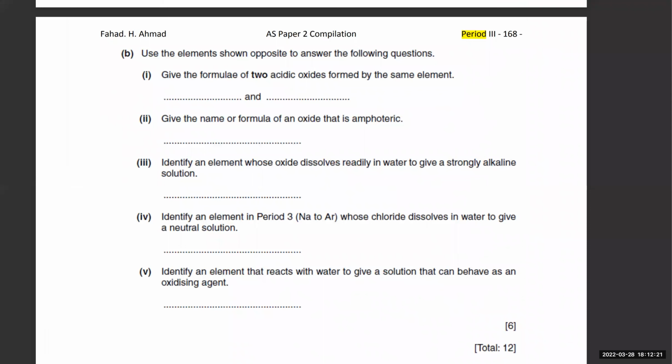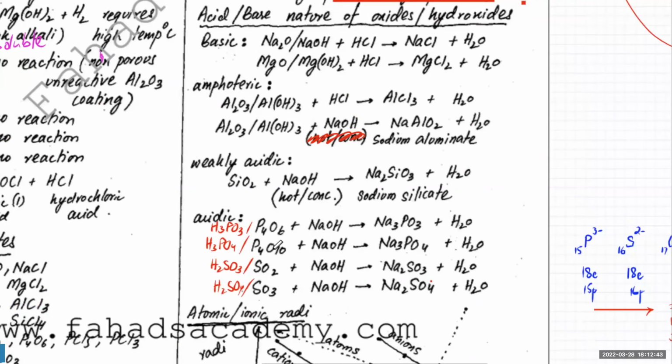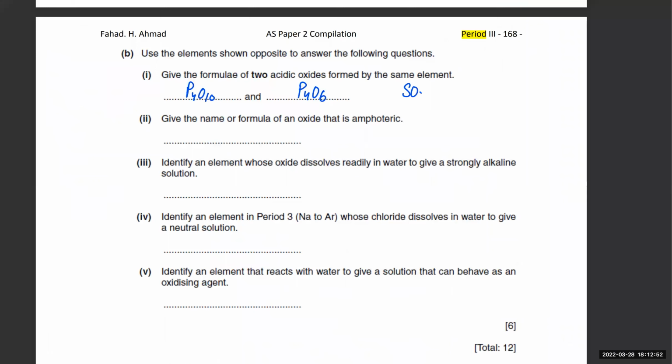So P4O10 and SO2 or SO3. It says by the same element, that's a formula of 2 acids, so that's even easier. You can either go for P4O10 and P4O6, because same element, P4O10, P4O6, right? And SO2 or SO3. The other option would have been SO2 and SO3.